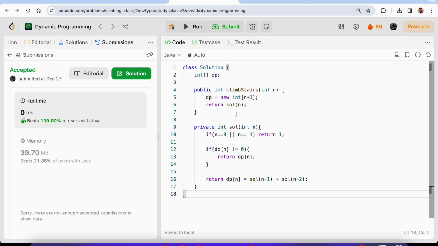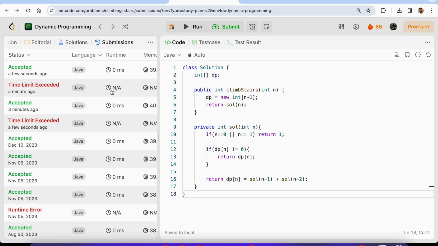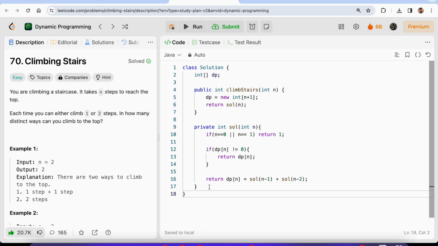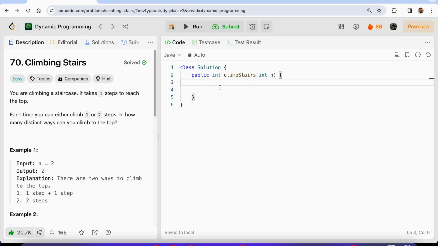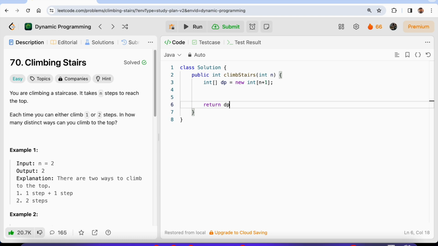Okay, now let's write the iterative approach, which is the bottom up approach. And now LeetCode is down. Let's wait for it to get fixed. Okay, now as LeetCode is working fine, let's write our iterative approach. In this approach as well, we will need a dp array of size n plus 1 because we want to have the index n, and ultimately our dp n value will be storing the answer for n.